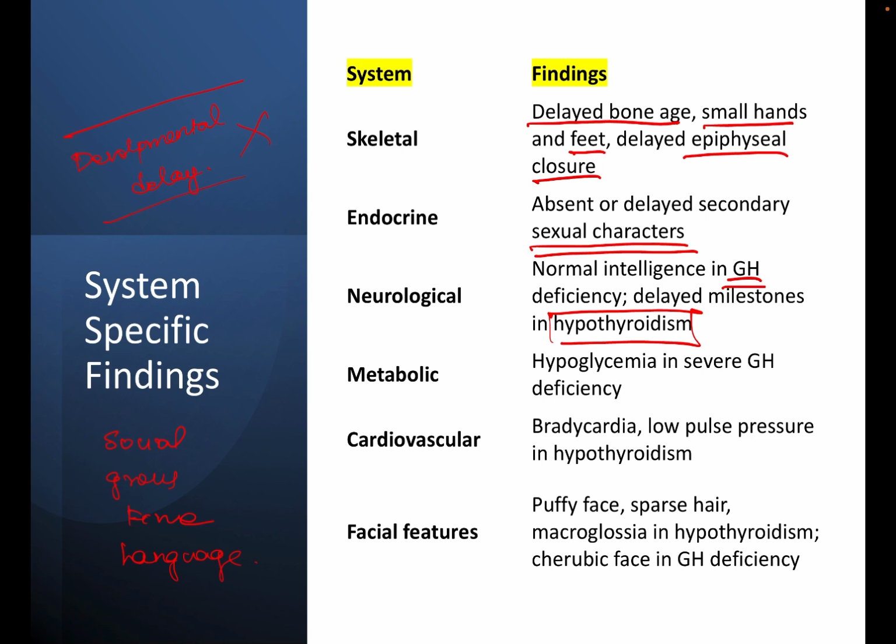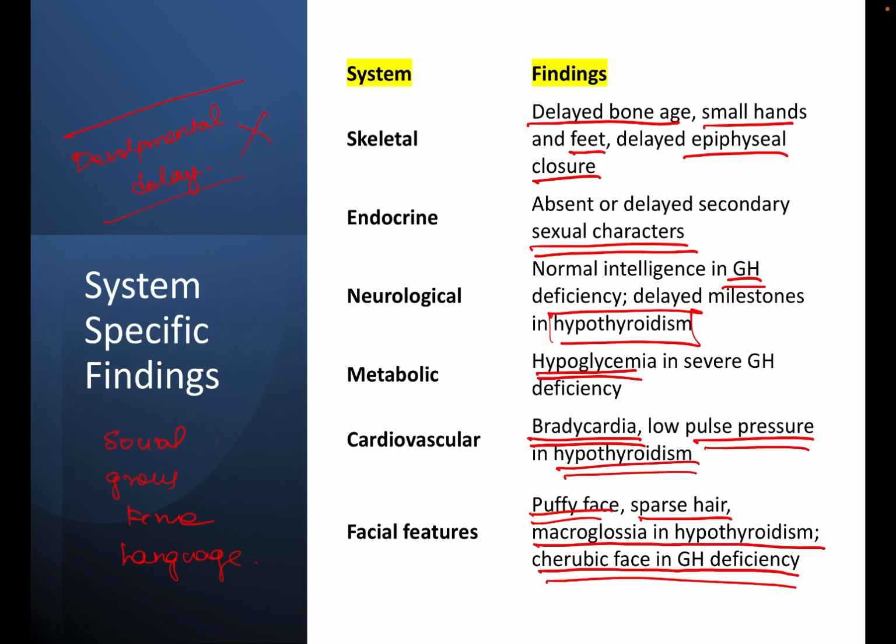Hypoglycemia will be there only in severe growth hormone deficiency. In case of the cardiovascular system, there will be bradycardia and low pulse pressure in hypothyroidism. The facial features include puffy face, facial fat, hair changes, macroglossia in hypothyroidism, and cherubic face in GH deficiency.